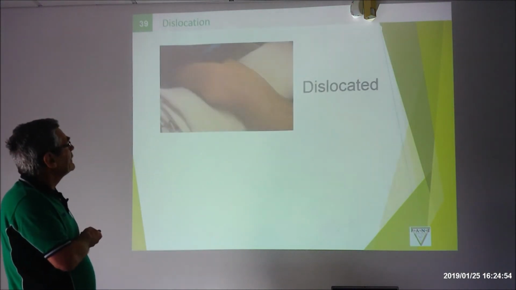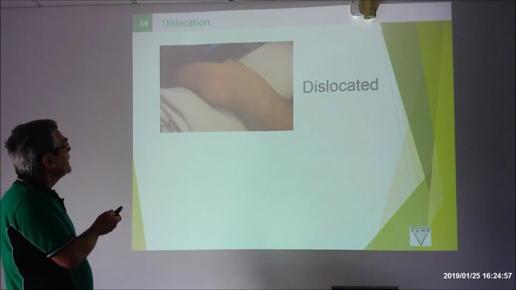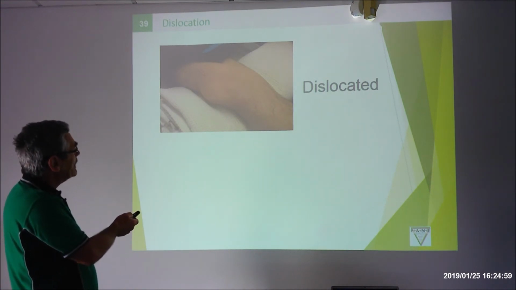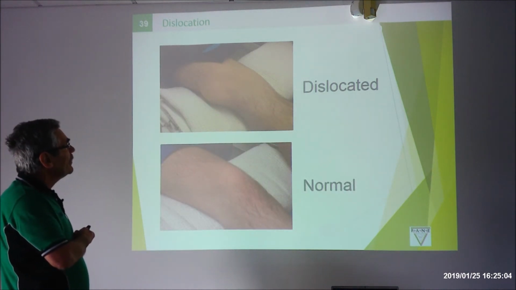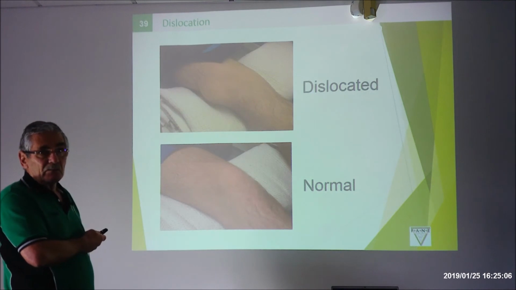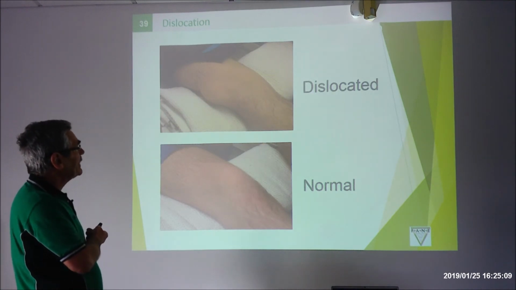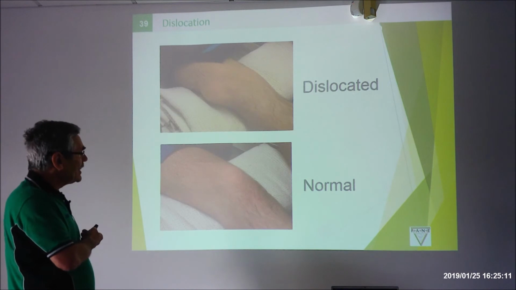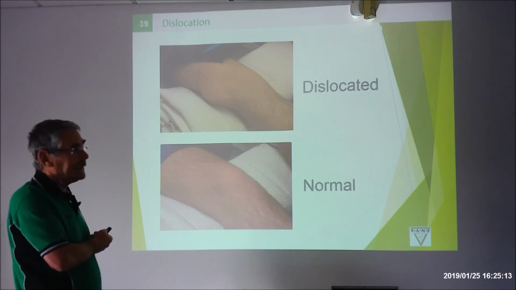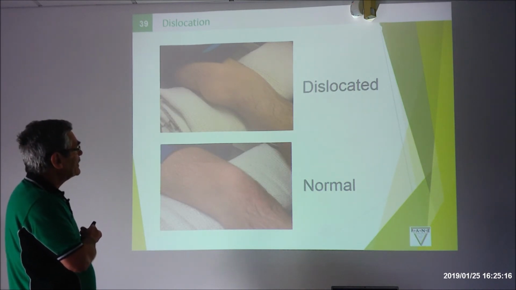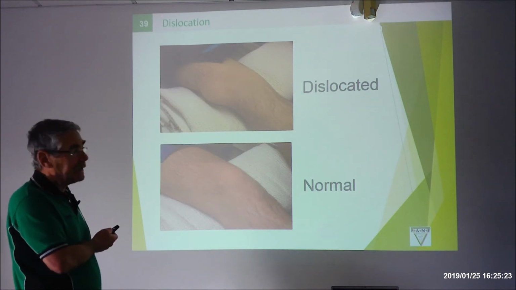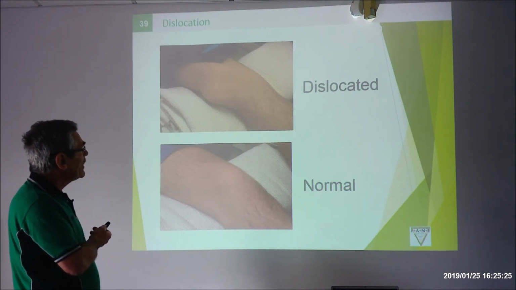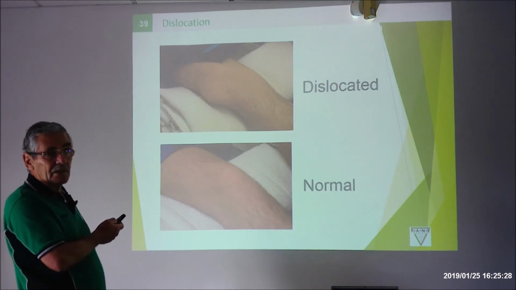Dislocation. Again, you can see where the knee is not in the place it should be. That's dislocated. There's nothing you can do for that apart from keeping the person still till the ambulance comes. Do not try to move somebody that's got a dislocated leg. Keep them as still as possible, keep them warm, reassure them. You don't give pain relief, it's not your job to give pain relief. Just keep reassuring them and phone 999.